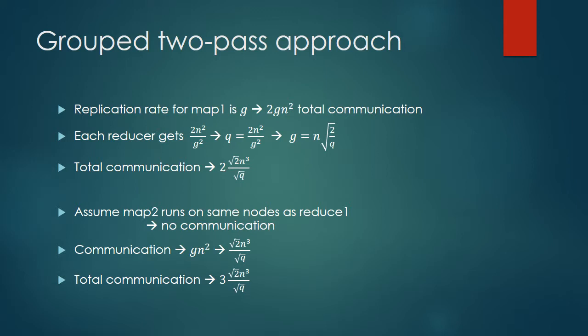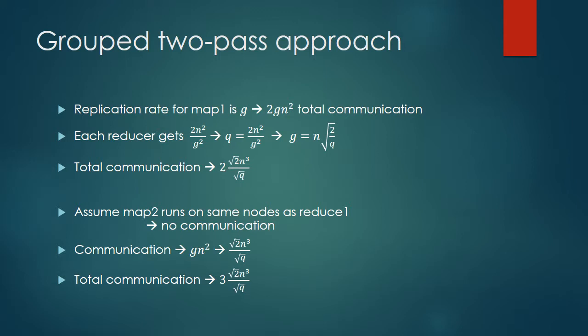That's the reducer size, which means that g can be expressed with this expression, n square root 2 over square root of q, which means that the total communication is this, which is basically this times that. I just plug in the expression for g in the above expression so that I can get an estimate for the total communication in terms of n and q. We have not yet done the method-independent, graph-based analysis for this.